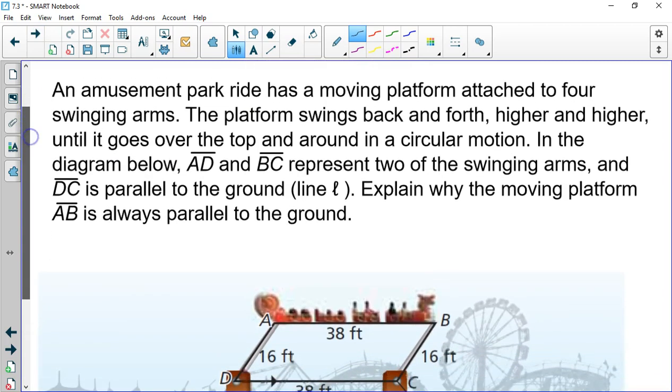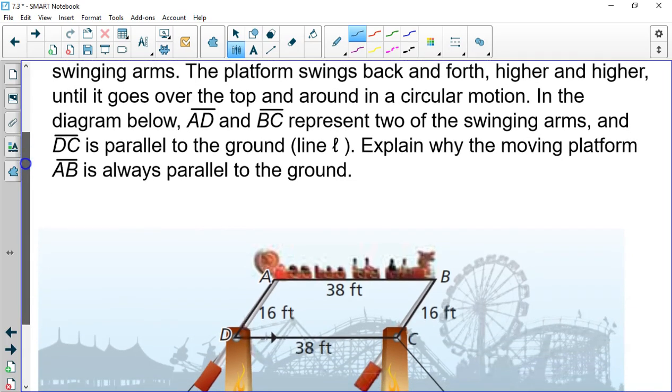So an amusement park ride has a moving platform attached to 4 swinging arms. The platform swings back and forth, higher and higher, until it goes over the top and around in a circular motion. In the diagram below, AD and BC represent 2 of the swinging arms, and DC is parallel to the ground, which is line L. Explain why the moving platform AB is always parallel to the ground.